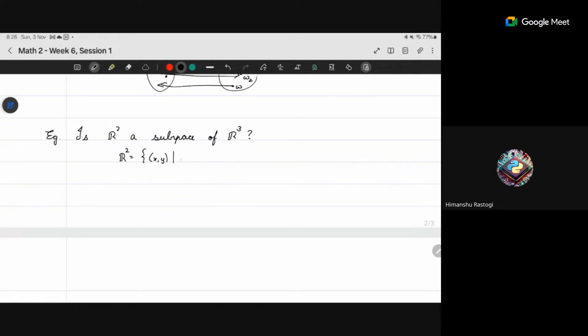Maybe the question is, R square is a valid vector space. R3 is a valid vector space. Is R square a subspace? That's, I think, the main question. Yeah, that's what I'm asking. Is R2 a subspace of R3? It can be, but if we just put zero.